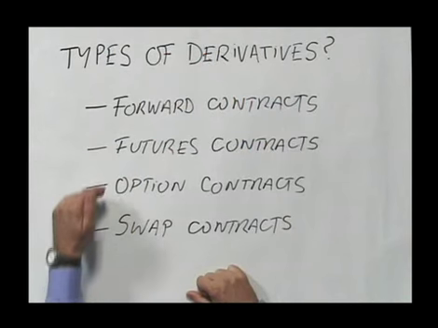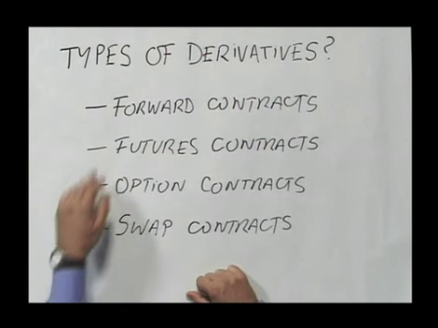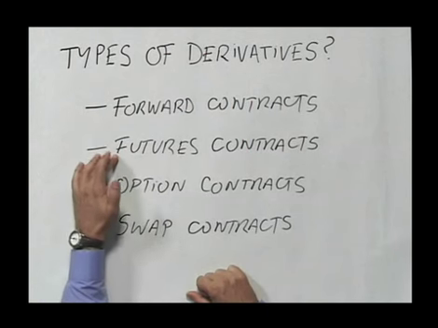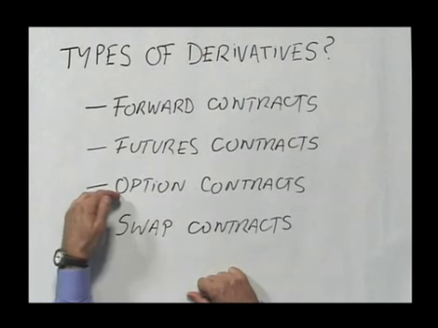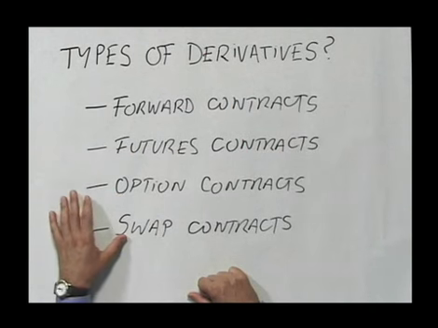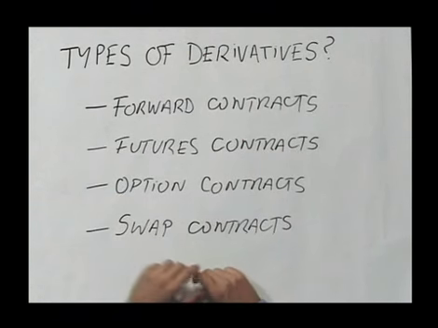Let's now walk you through the types of derivatives that we're going to talk about. We're going to talk about four main types of derivative agreements: forward contracts, futures contracts, option contracts, and swap contracts. Those are the major four types of derivative agreements out there.